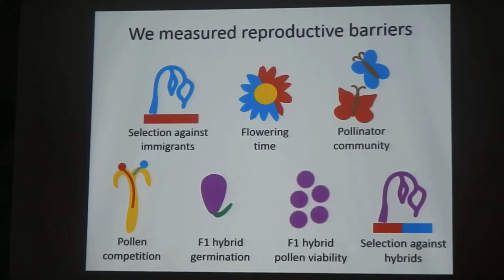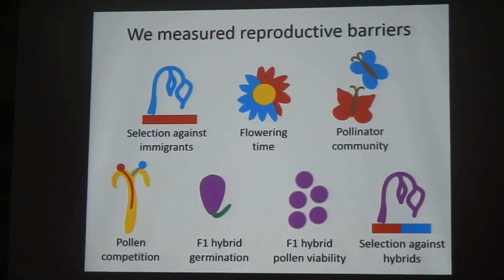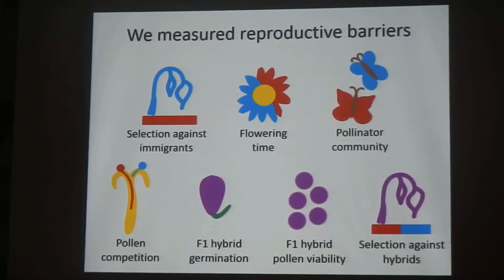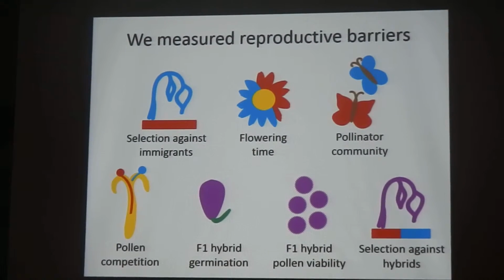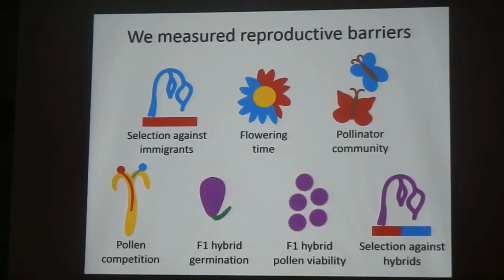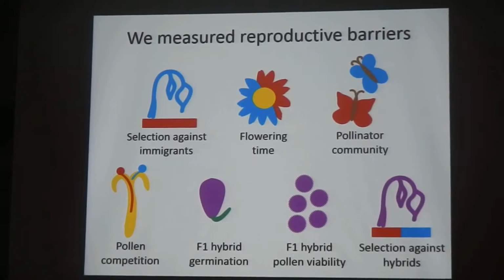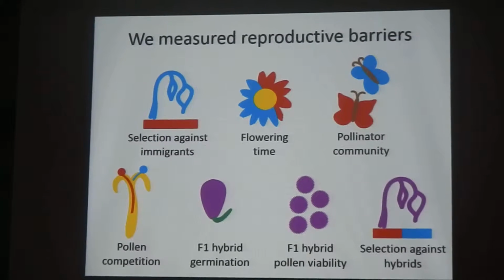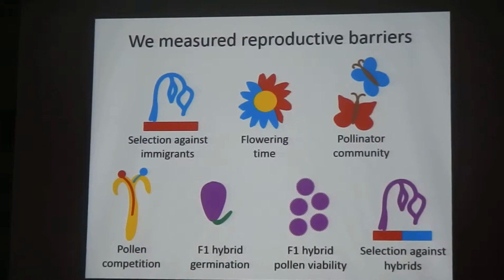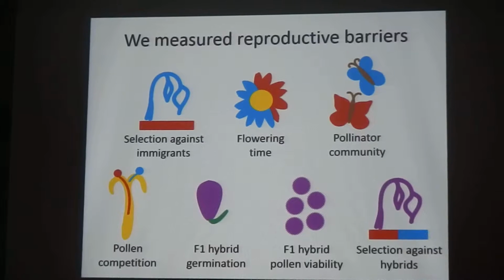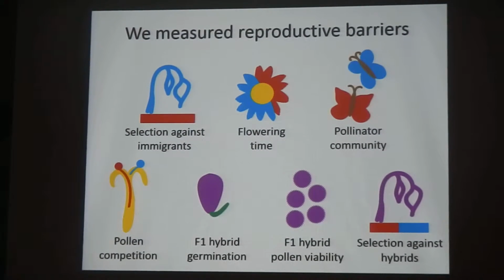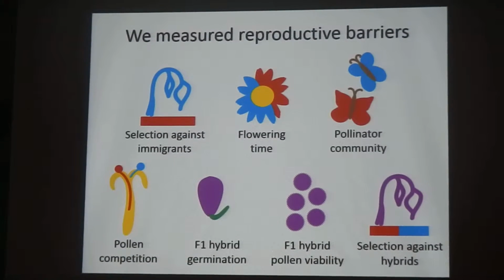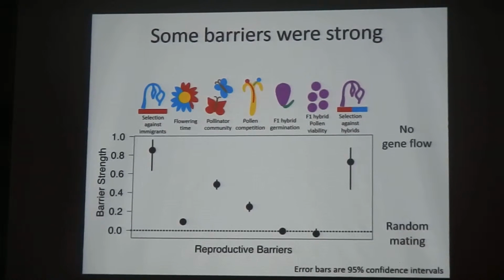Okay, so I said I wanted to measure reproductive barriers, and I managed to measure 7. Those were selection against immigrants, flowering time differences, differences in the pollinator communities, pollen competition, F1 hybrid germination, that's supposed to be a seed, not an eggplant, hybrid pollen viability, and finally selection against hybrids. I could talk for this whole time about the methods that we used to measure these barriers, and I've done that before, so today I'm going to skip straight to the results, but if you're interested in the methods, please come talk to me about them later.